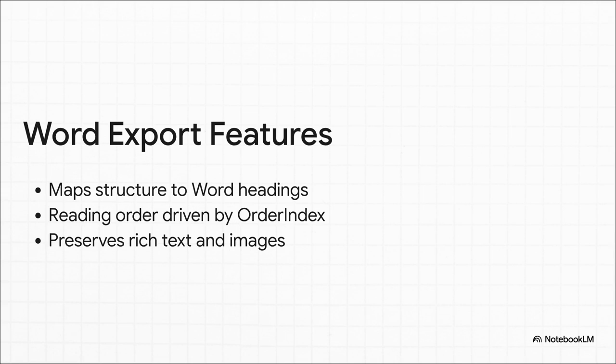And see how that hierarchy pays off? The export perfectly maps the CMS structure. Your parts become Word heading 1s, chapters are heading 2s, and sections are heading 3s. Your reading order is flawlessly driven by that order index we organized earlier, and all your rich text, bolding, italics, and image URLs are beautifully preserved. It's instantly ready for reviewer passes, PDF distribution, or just offline archiving.